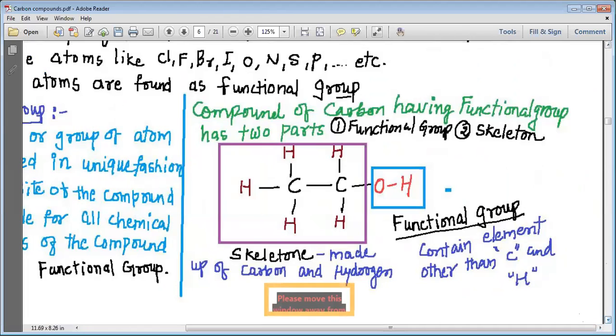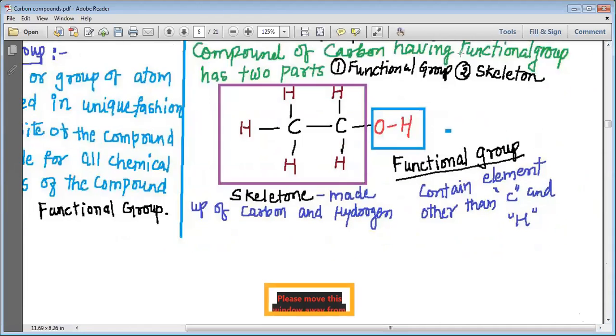Now we have seen, my dear students, that whenever we have a carbon compound, it has another atom other than carbon and hydrogen. These atoms are present as a functional group. So apart from the functional group, the carbon compound has another part which is known as the skeleton. This skeletal part of the carbon compound is made up of only carbon and hydrogen. So the hydrocarbon part of the compound is known as the skeleton, whereas the functional group has atoms other than hydrogen and carbon.